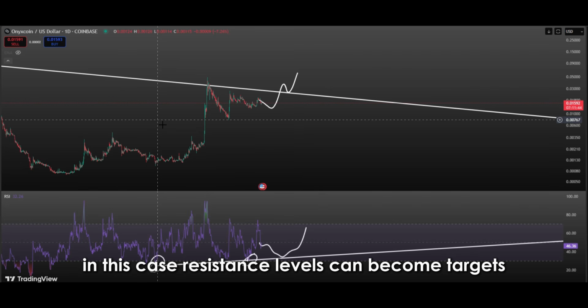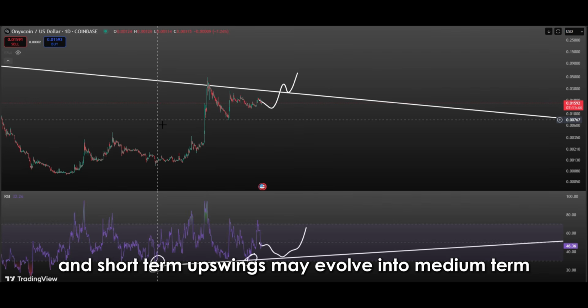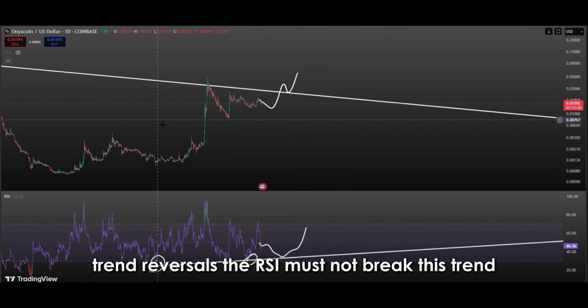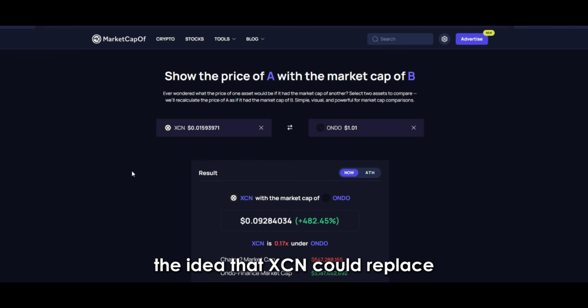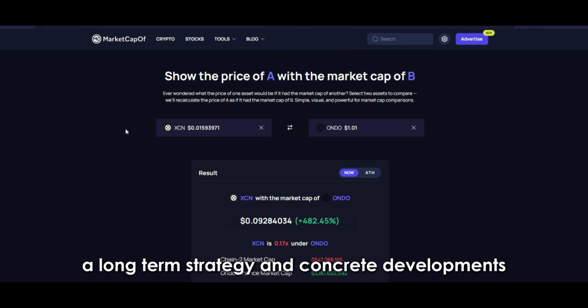In this case, resistance levels can become targets and short-term upswings may evolve into medium-term trend reversals. The RSI must not break this trend. The idea that XCN could replace OND is extremely ambitious, and while technically possible, in practice it requires significant effort, a long-term strategy, and concrete developments.